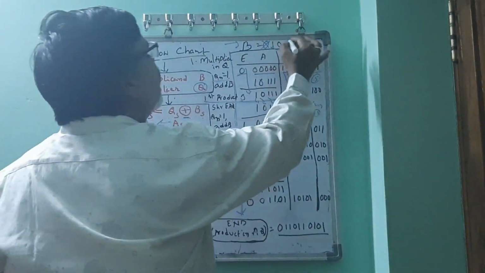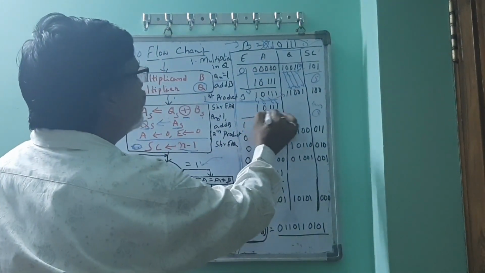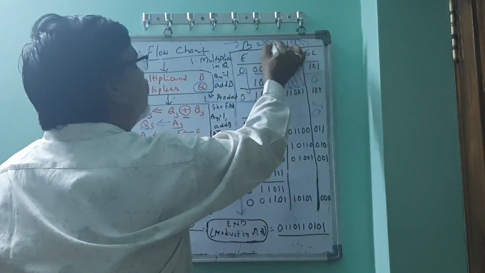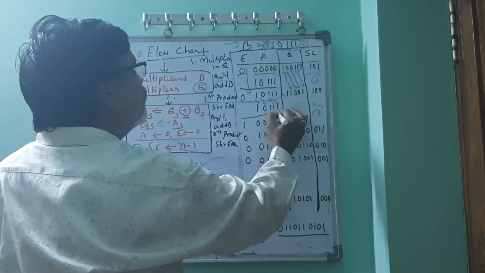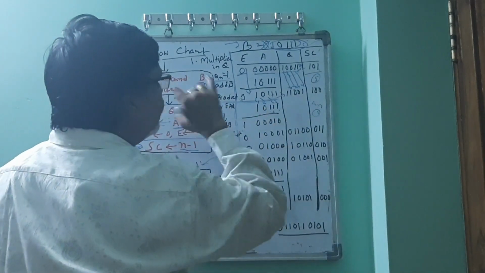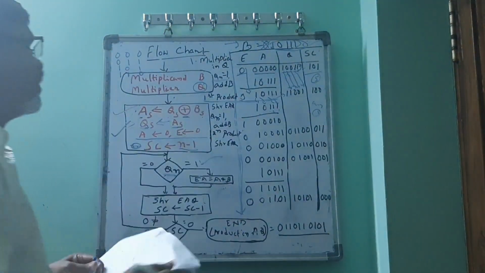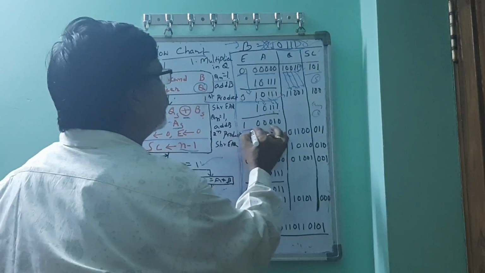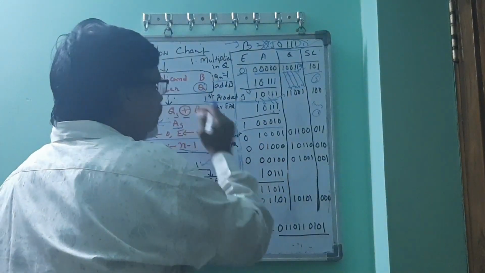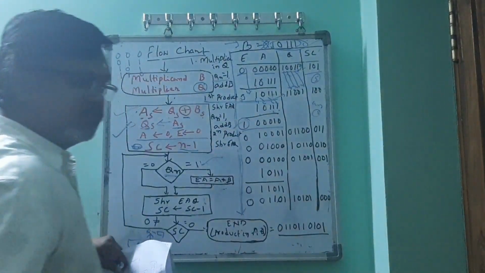Now the second bit in Q is again 1. Again we are adding 10111. After adding this we get 1 0 0 0 1 0. Here the E value we got is 1. So this is the second product.